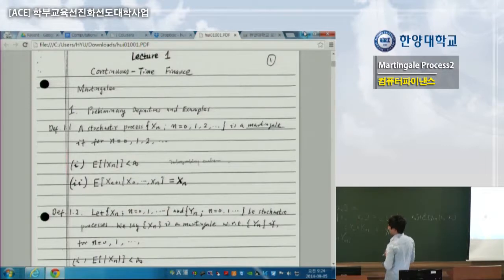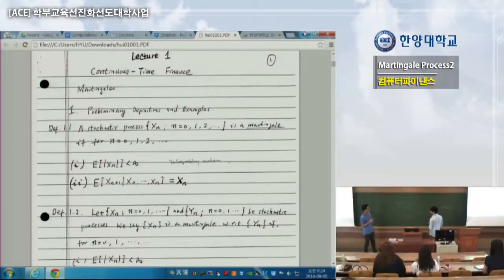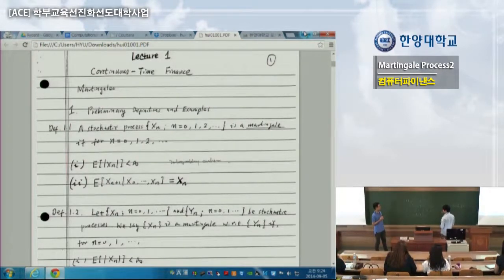Basically, x is a sum of y, and each y is independent. So the collection of x0 to xn should be independent of yn plus 1, because that is the definition of independent, right? So it is 0. So actually we have proved that x is indeed a martingale now.